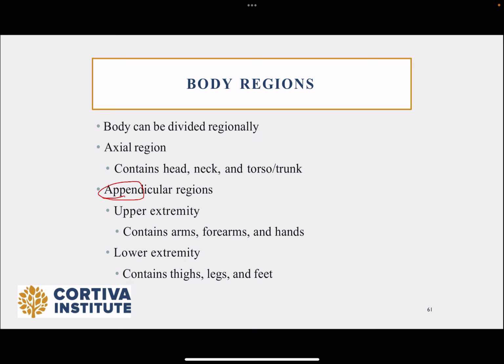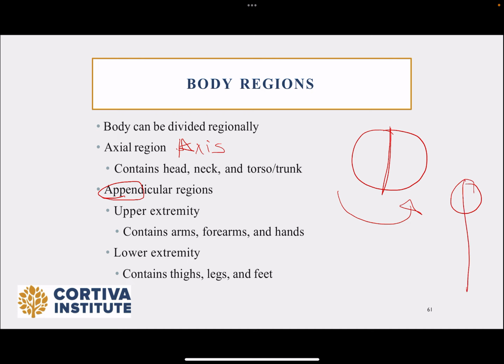Right? Axial, we have an axis, right? The Earth spins on an axis, right? So if I'm looking at the Earth, there's like an invisible line through it and it's going to spin. We have an axis, right? That's our brain. We cut straight through the center. This is going to contain the head, neck, and torso, whereas the appendicular region, the appendage regions, are your upper extremities and lower extremities. So your appendages, your arms, forearms, hands, thighs, legs, feet.